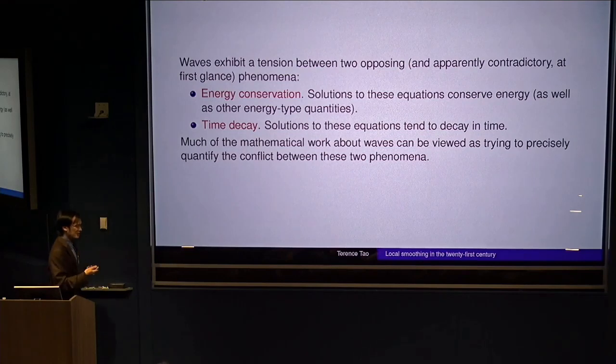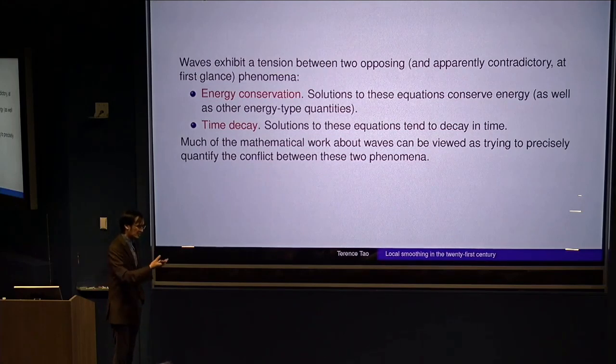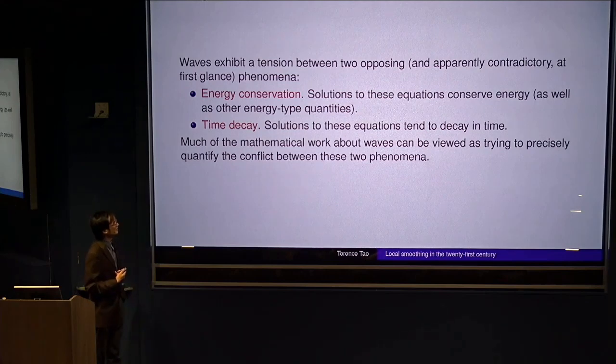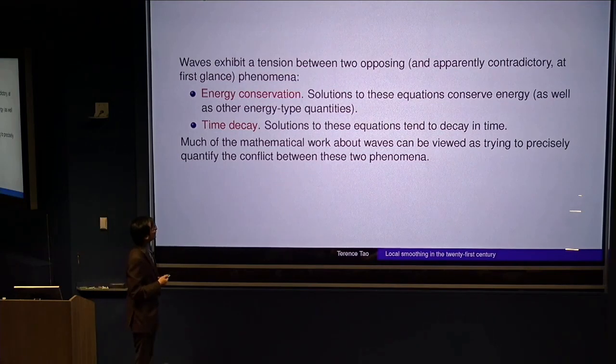So the first is energy conservation: waves, at least ideal waves where there's no friction, conserve energy. So energy is neither created nor destroyed in a system modeled by a wave equation. And it's not just energy, there are a couple of other energy-type quantities that are also preserved. So that's one feature of wave equations. The more technical term is that these are Hamiltonian equations. But then the other thing which is fighting this conservation of energy is that waves also like to decay. Waves tend to diminish as time advances.